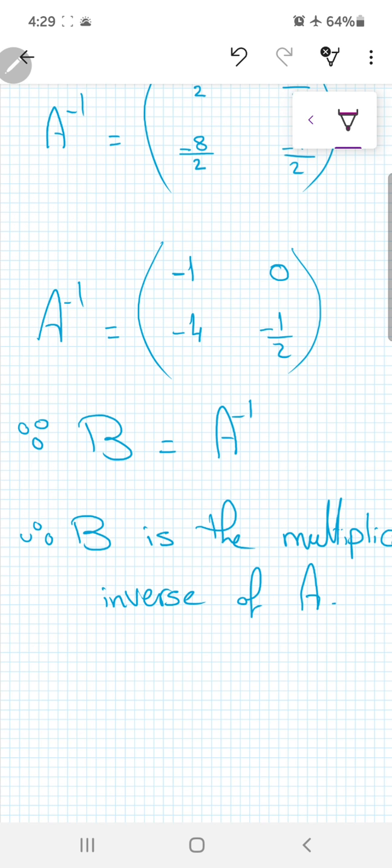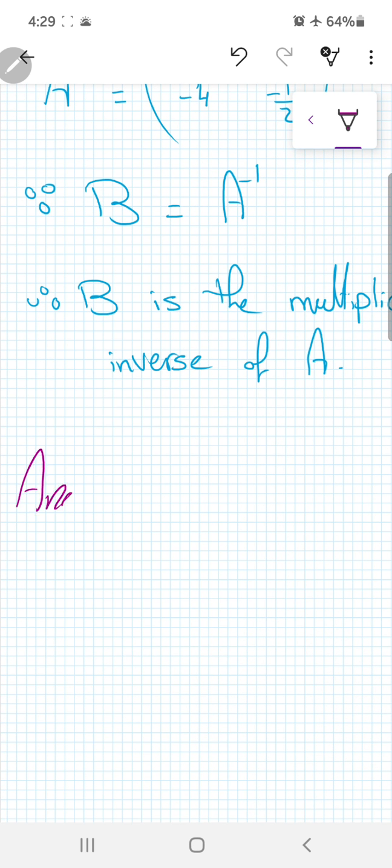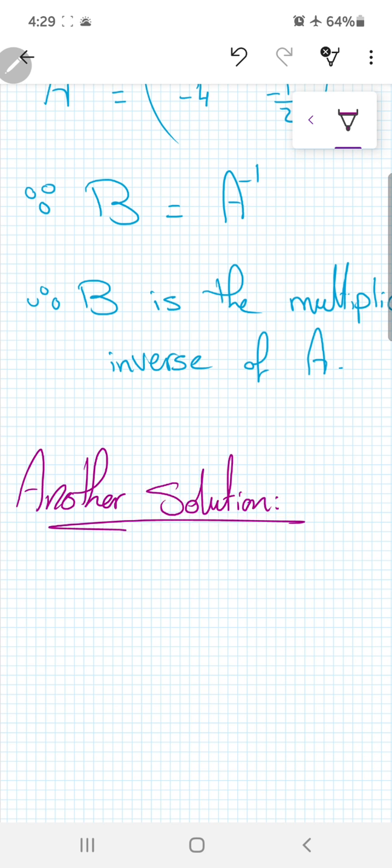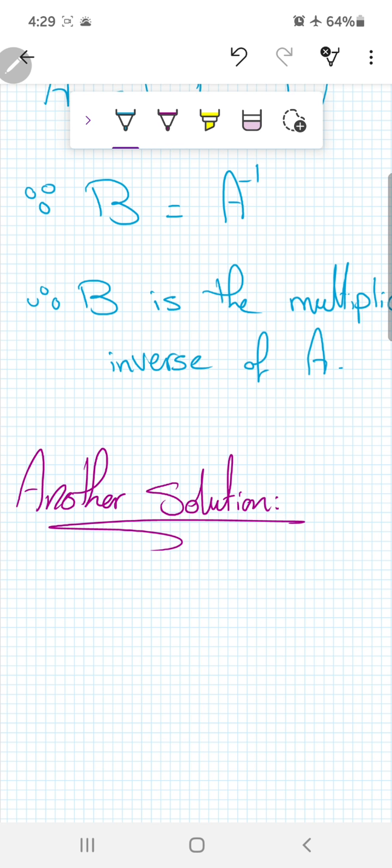Here we have another solution. Focus with me. In this example, we want to prove that A is the multiplicative inverse of B, or B is the multiplicative inverse of A. Okay. We studied in first prep, if we have 2 over 3, its multiplicative inverse is the exchange, it will be 3 over 2. So if we multiply them together, the result will be 1.